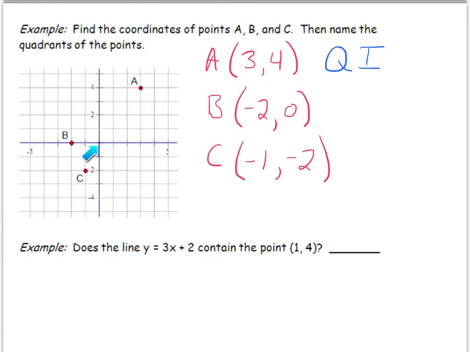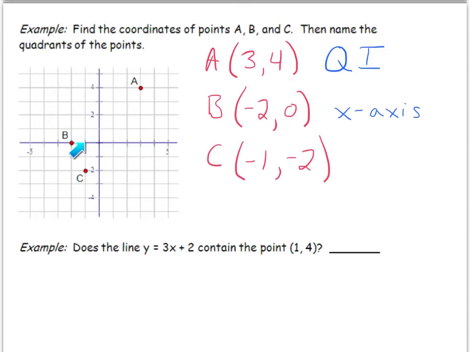For B, I move left 2 units, so that's why it's a -2. And then I notice I'm not moving off of the x-axis, I'm not moving up or down, therefore the y-coordinate is 0. The question with this is, what quadrant does it sit in? Yeah, it doesn't sit in any quadrant. It actually sits on the x-axis. Trick question.